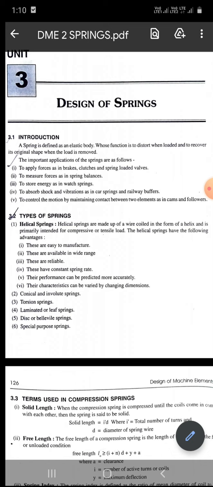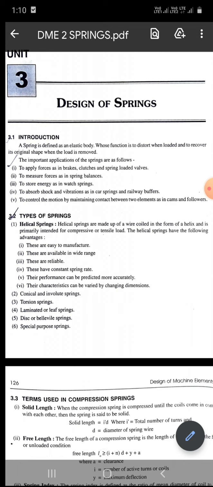Introduction of design of springs. A spring is defined as an elastic body whose function is to distort when loaded and to recover its original shape when the load is removed.